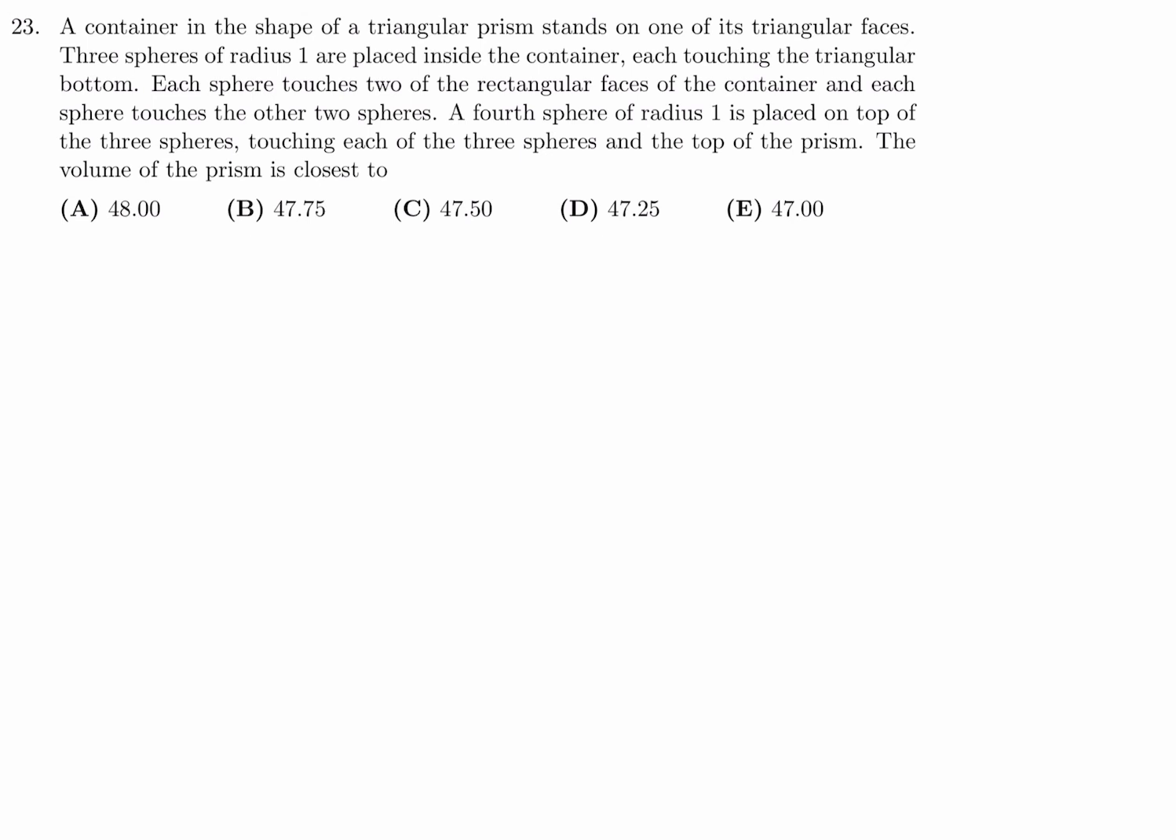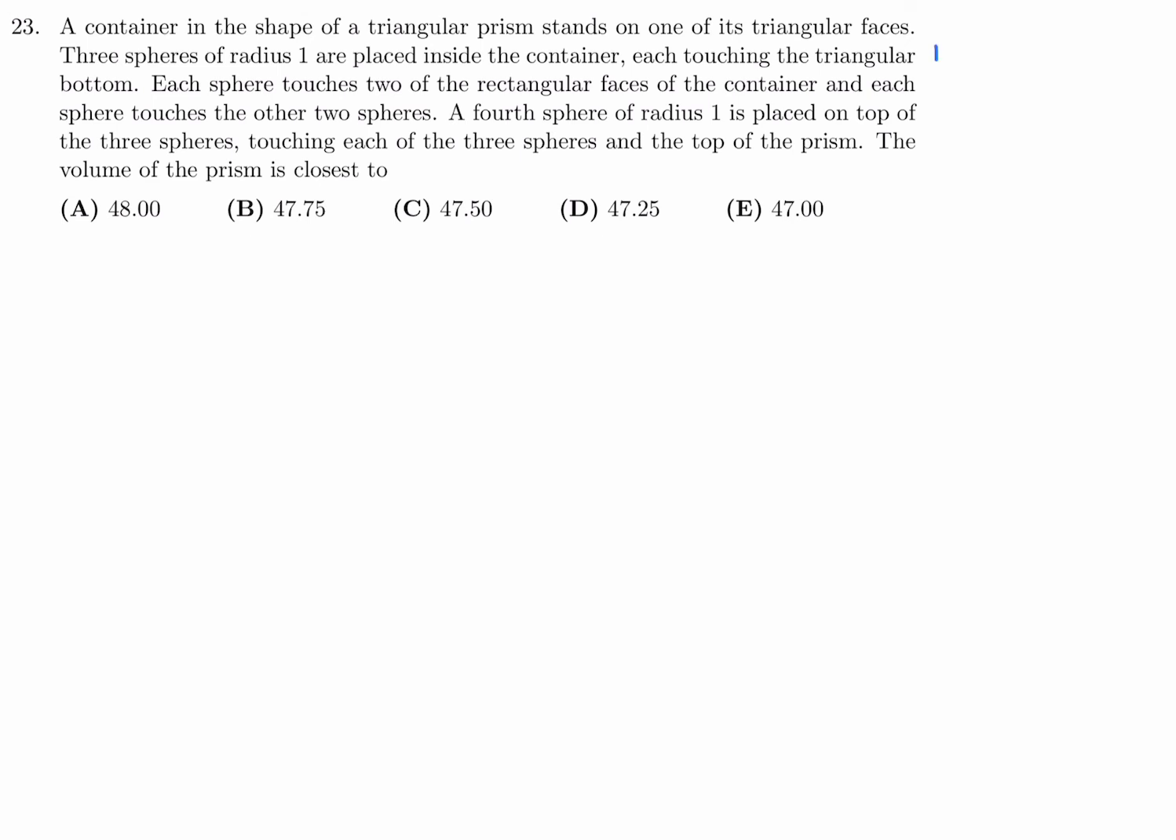A container in the shape of a triangular prism stands on one of its triangular faces. 3 spheres of radius 1 are placed inside the container, each touching the triangular bottom. Each sphere touches 2 of the rectangular faces of the container, and each sphere touches the other 2 spheres. A 4th sphere of radius 1 is placed on top of the 3 spheres, touching each of the 3 spheres and the top of the prism. The volume of the prism is closest to.